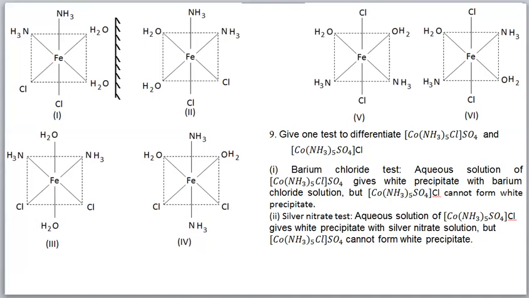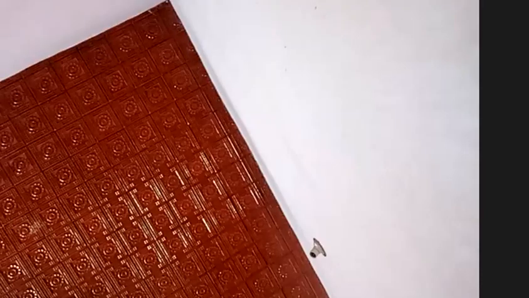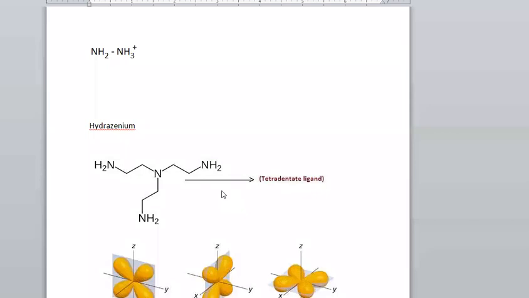Okay. Question number 12. Classify the following ligands based on the number of donor atoms. NH3 is a monodentate ligand. En has 2 donor atoms, a bidentate ligand. Oxalate 2-, this is also a bidentate ligand. Tris(2-aminoethyl)amine, this is the particular ligand.